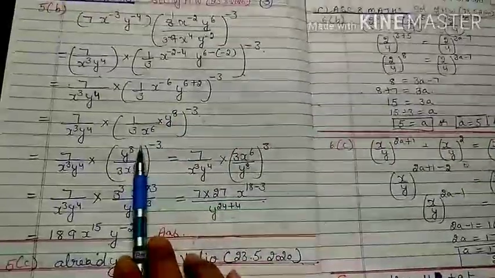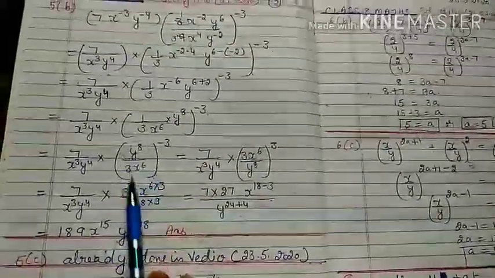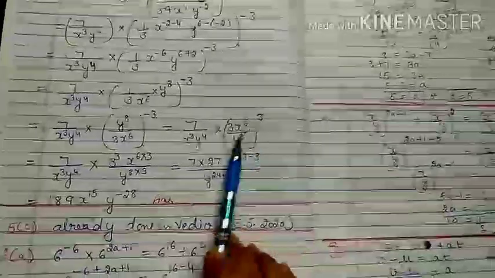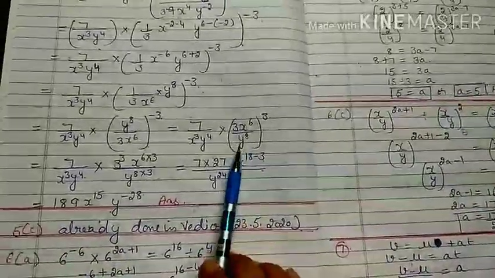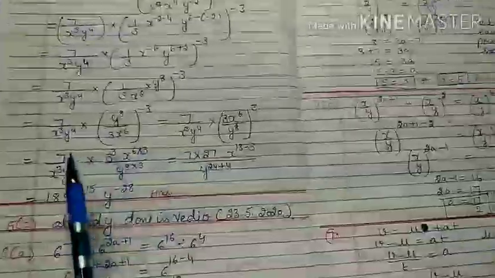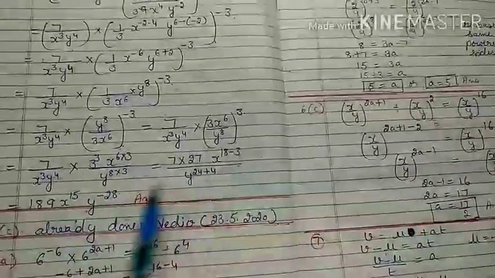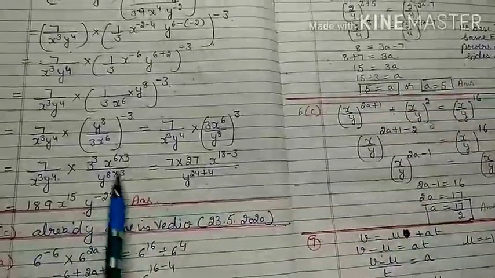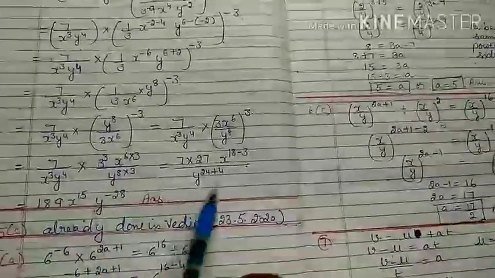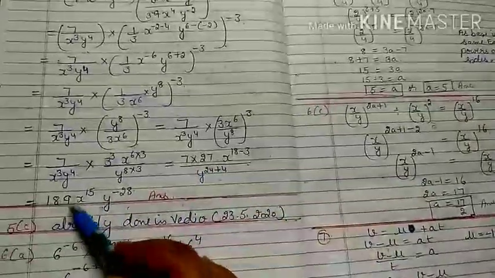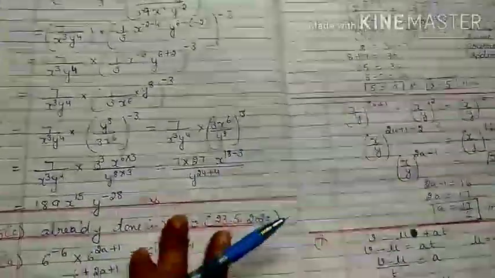Negative power goes downward to make it positive, so my required term inside is y raised to power 8 over 3 x raised to power 6, but the negative power is outside, so to make it positive I interchange the numerator with the denominator, so I multiply each term. Same with the exponent rule, here x 18 and here is 3, 18 minus 3, y 8 into 3 is 24, and here 24 plus 4 gives me 28, and when I write all the terms in the numerator, my required answer is 27 into 7 gives me 189 x 15 y minus 28.